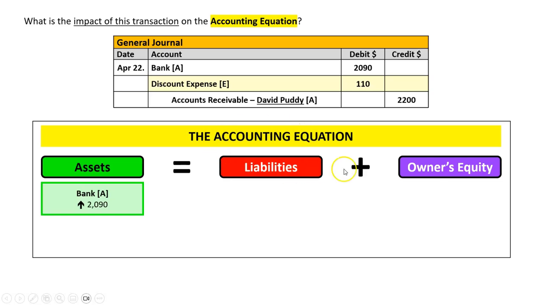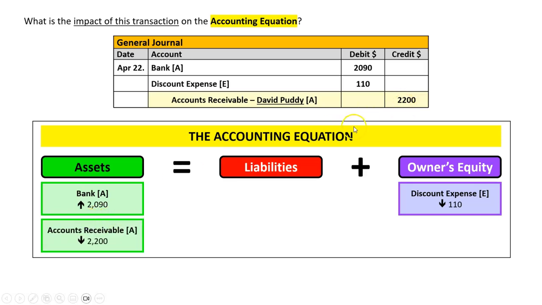And where does that fit in our accounting equation? Well, when an expense goes up, it makes owner's equity go down. And lastly, we had an asset called accounts receivable with a credit. Well, a credit makes an asset go down. And that's everything. We just got to make sure this all balances. So from the asset side, we've got one asset going up 2,090, but another asset going down 2,200. So if you balance that out, that went down in total by 110.